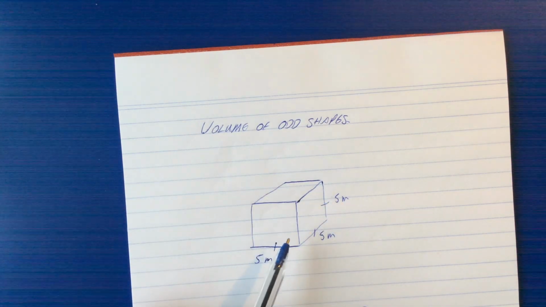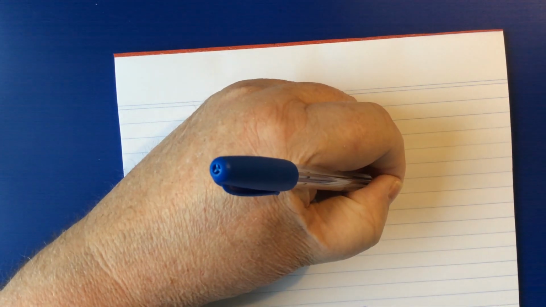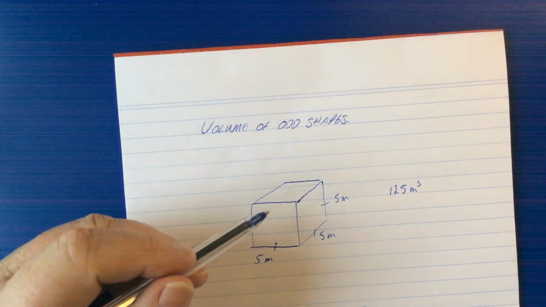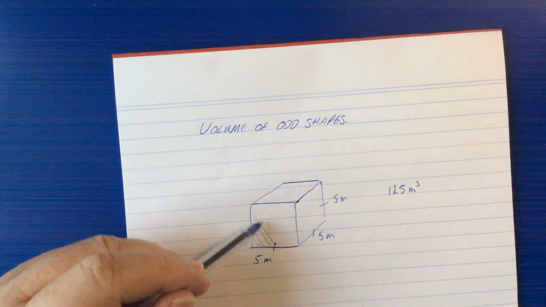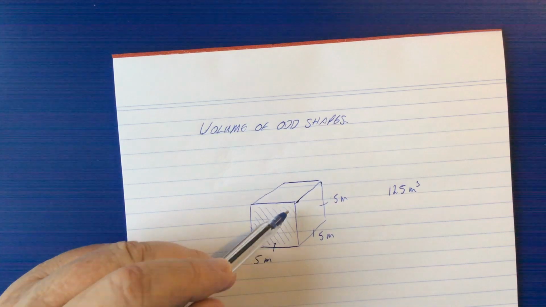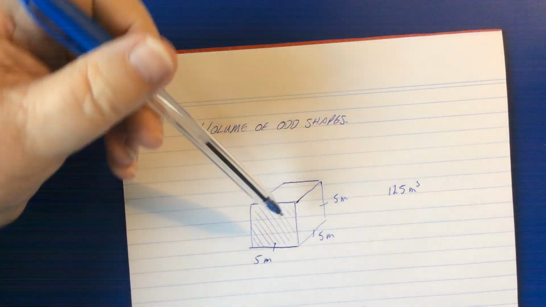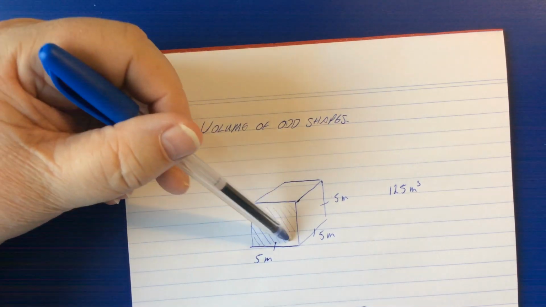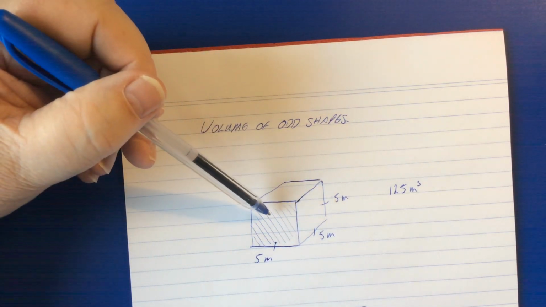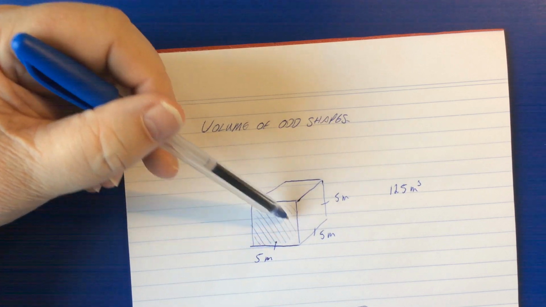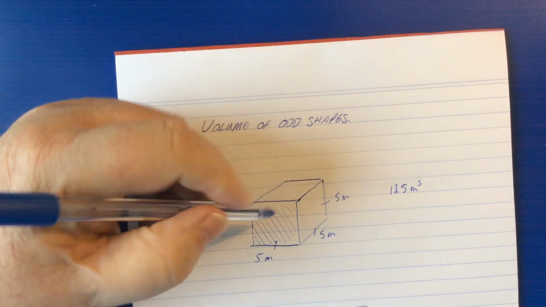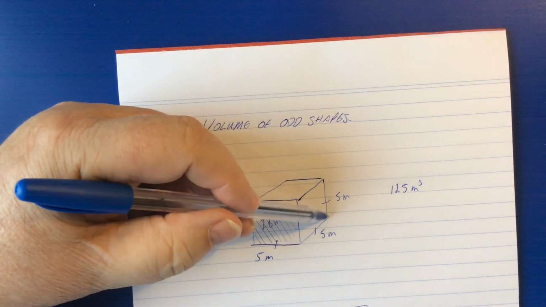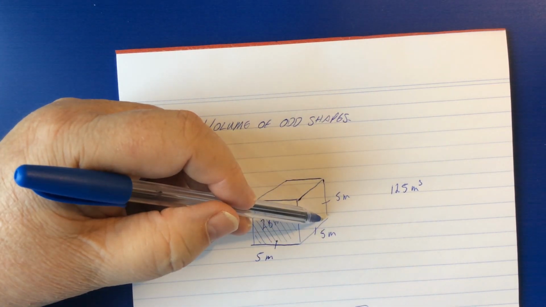And the point I want to make is that while the volume of this is 125 meters cubed, one of the ways in which we can arrive at that is by finding the area of this face. And because the rest of the cube follows this shape exactly, once we know the area of this, which is 25 meters squared, we just multiply by the depth.